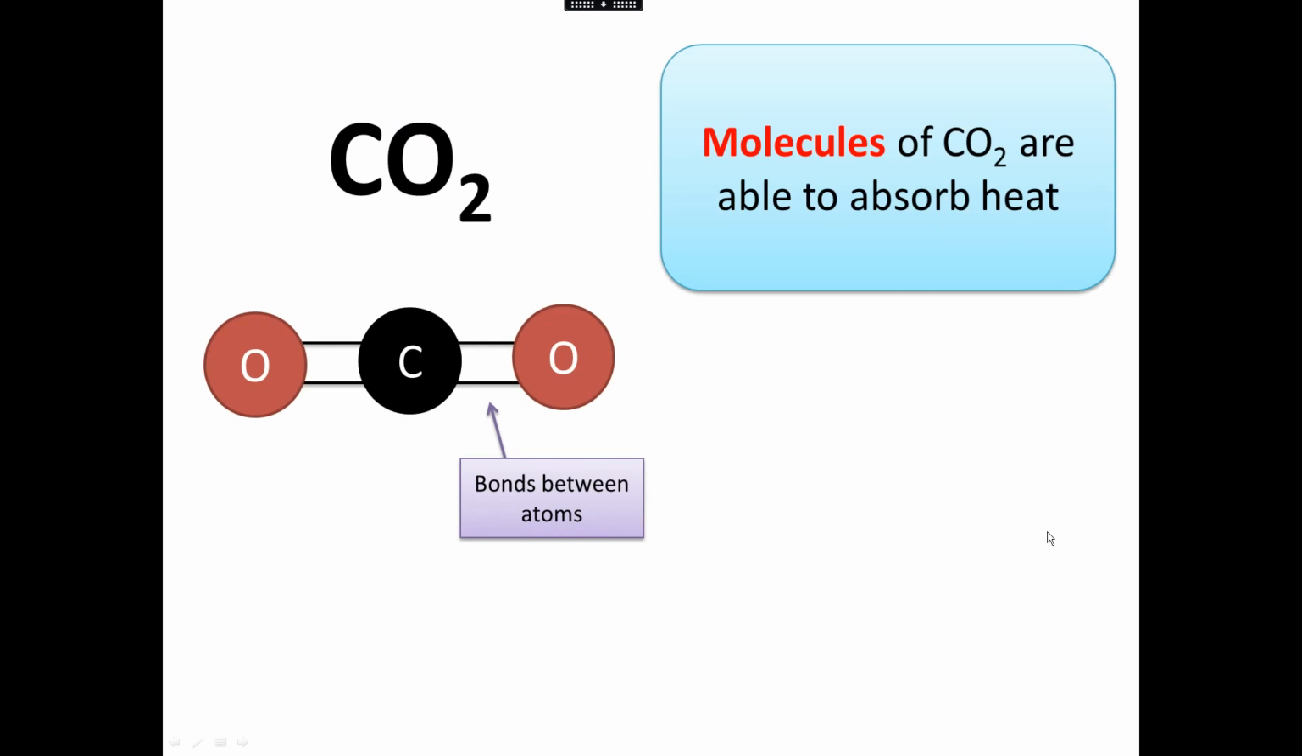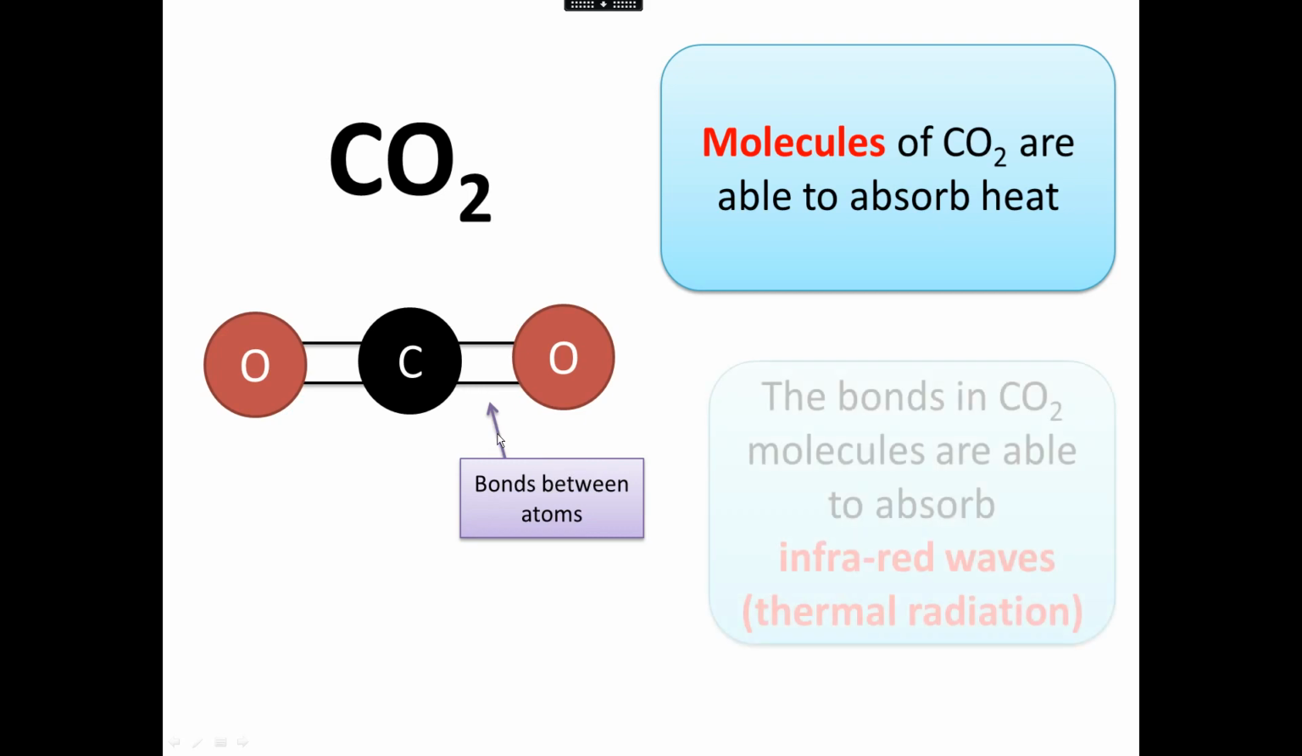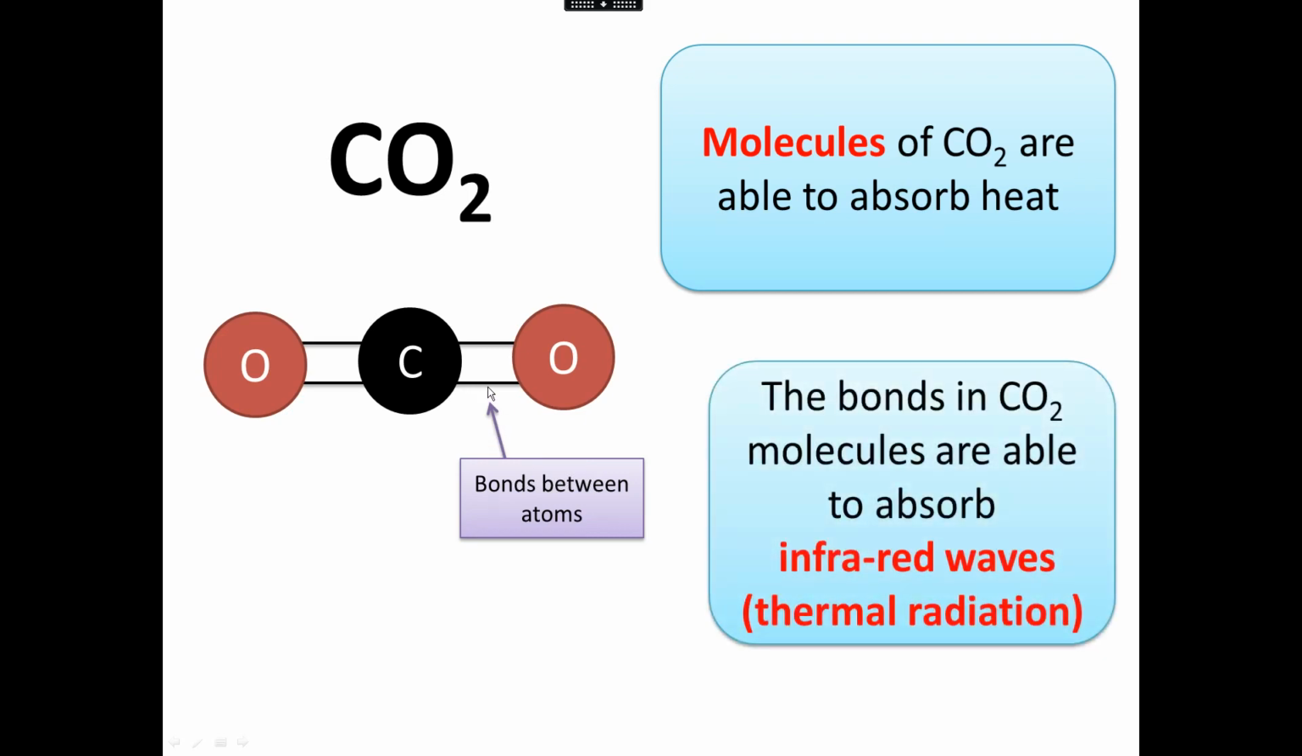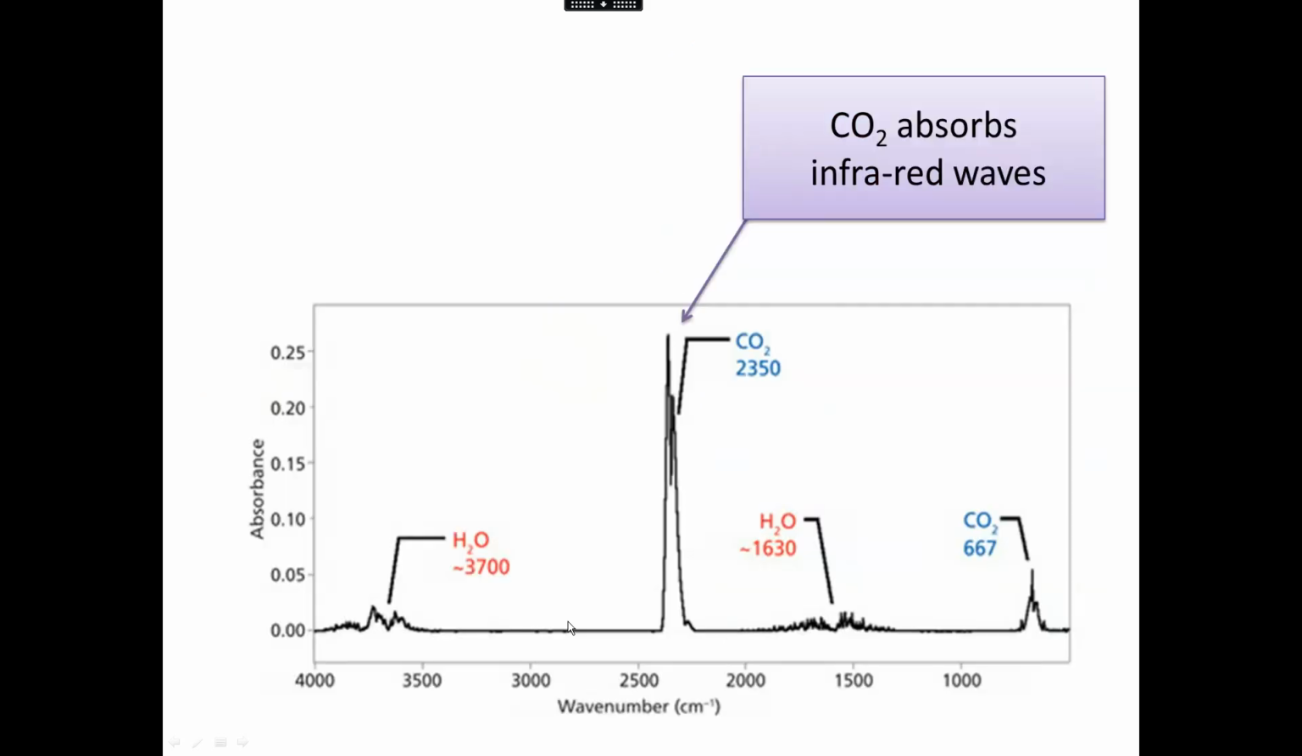Now, why does it happen? How does a greenhouse gas trap heat? Well, molecules of CO2 are able to absorb heat. A molecule is a small group of atoms bonded together. And in fact, it is the bonds between the atoms which absorb heat. And they do that in the form of infrared waves, sometimes called thermal radiation. CO2 molecules are able to absorb infrared waves, thermal heat radiation.